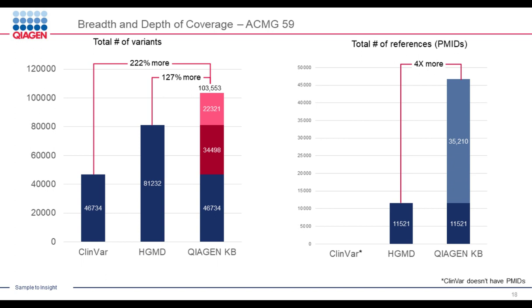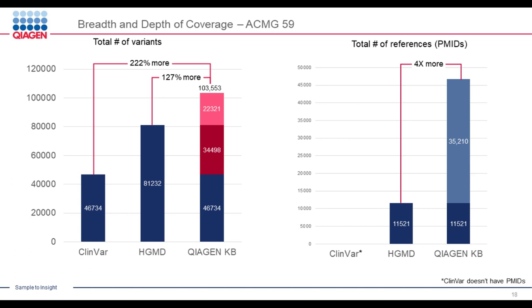But if you take a look at a hypothetical panel of 59 genes, the ACMG 59, you'll see that the total number of variants across those 59 genes from ClinVar is a little more than 46,500 clinically relevant variants. If you use a proprietary database such as HGMD, there's almost twice as much, around 81,000. The knowledge base combines the ClinVar information as well as the HGMD information, plus another 22,000 unique clinically relevant variants that you will not find in ClinVar plus HGMD.